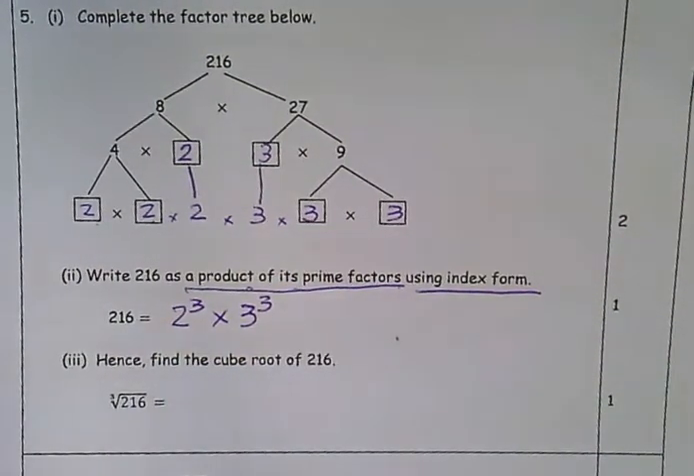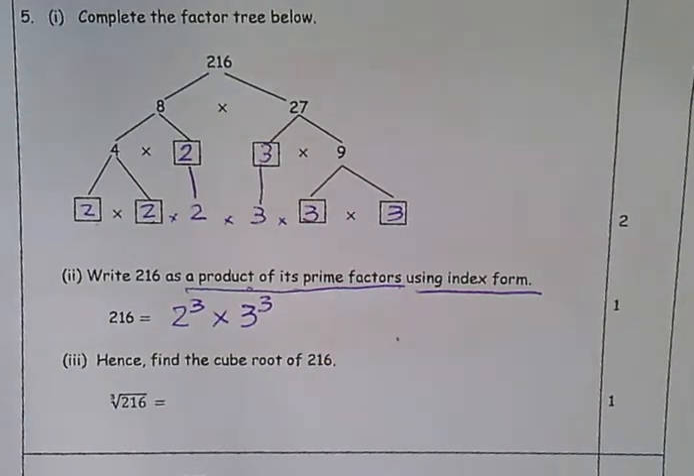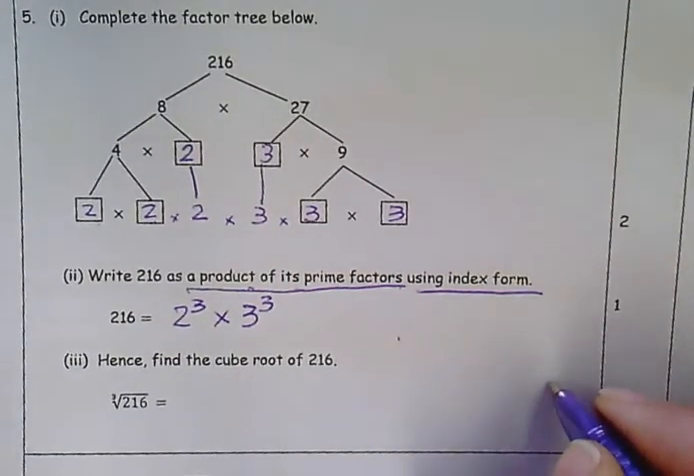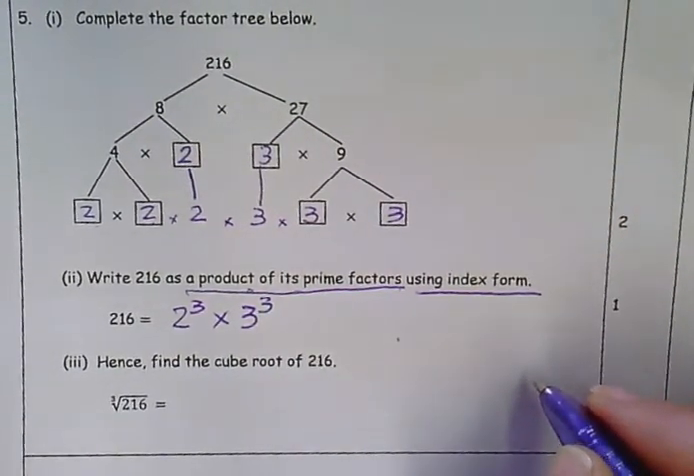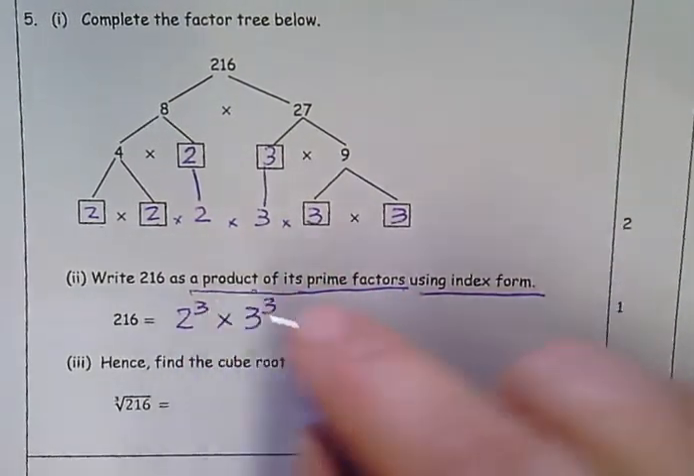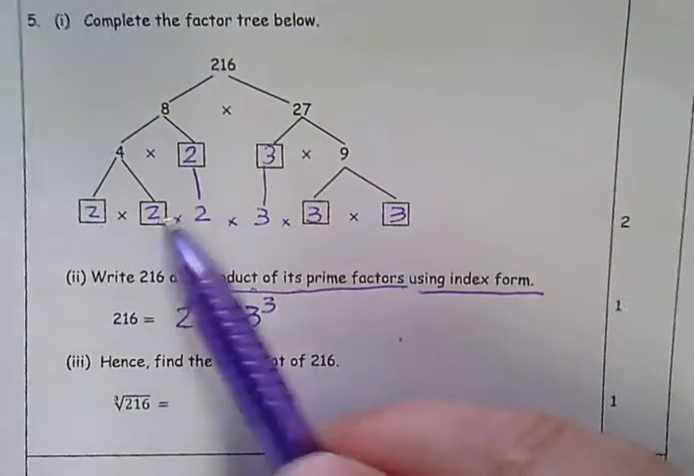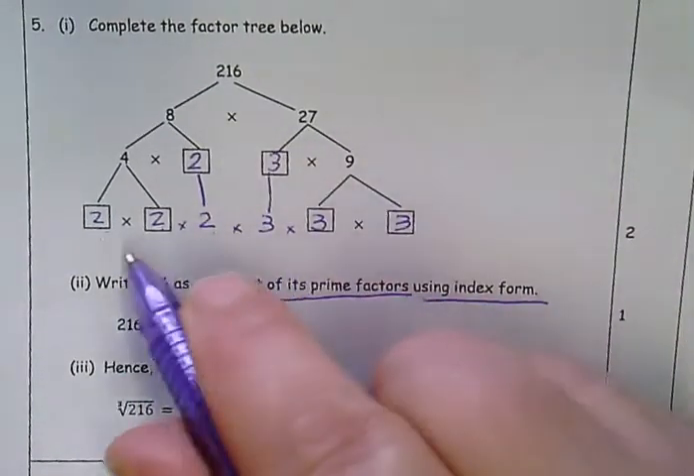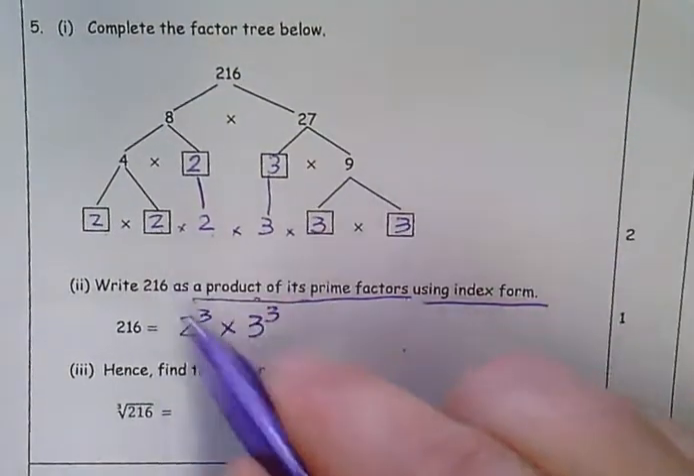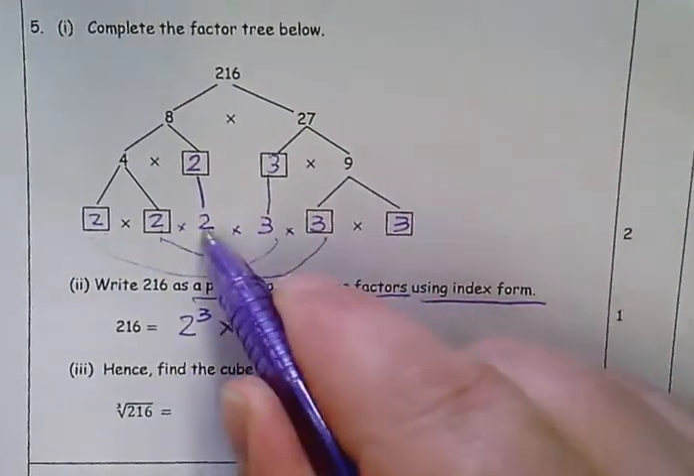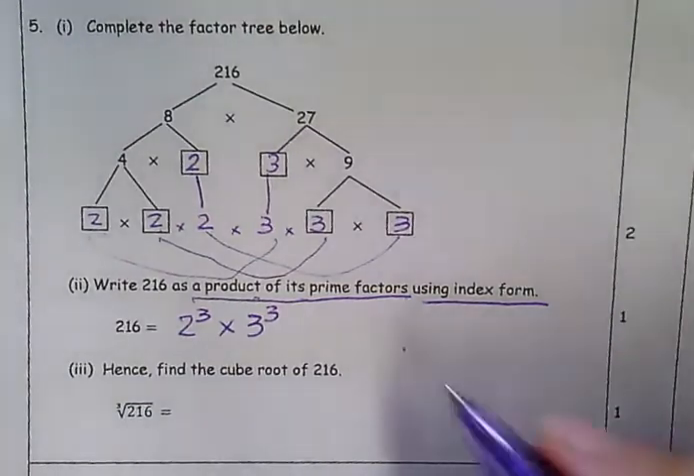Now, it says, hence find the cube root of 216. So remember, a cube root is when 3 numbers multiplied by each other give you that number. So what I'm going to do with this 2 cubed times 3 cubed, as we know it means 2 times 2 times 2 times 3 times 3 times 3. That means I have 3 pairs of 2 times 3. And there's another pair of 2 times 3, and there's another pair of 2 times 3.